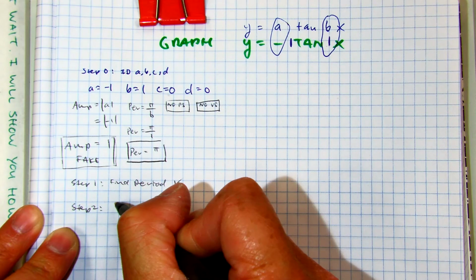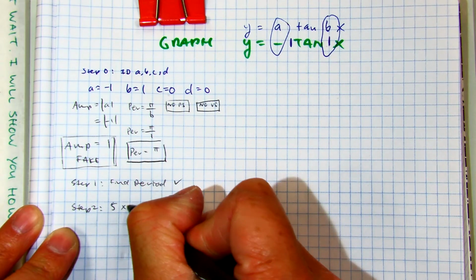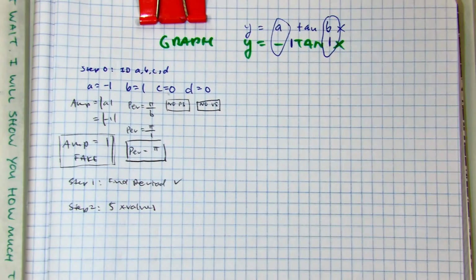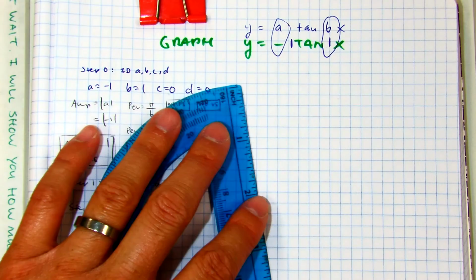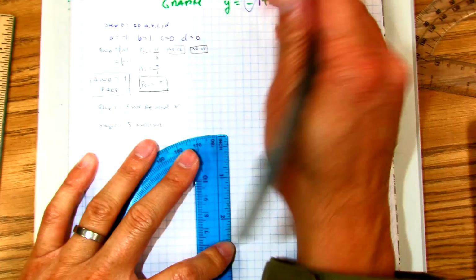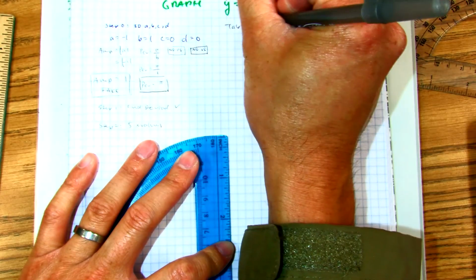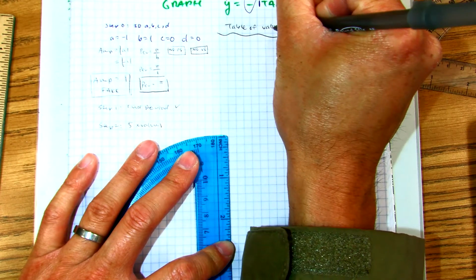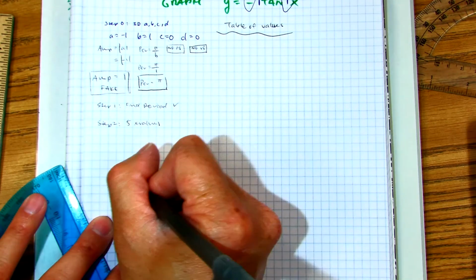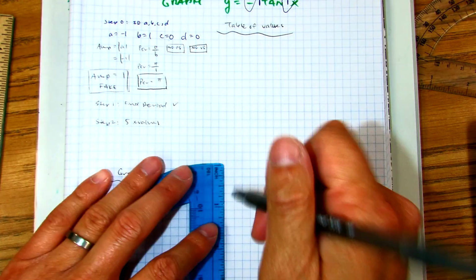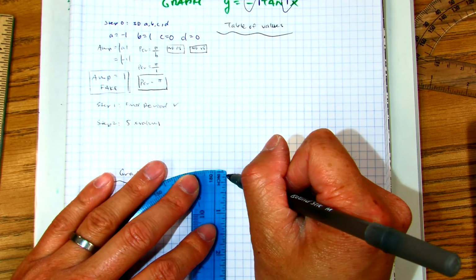We're going to get our 5 x values. So to do that, you might want to make a table. For this graph, it's going to look kind of crazy. So I'm actually going to do my table of values up here, and then I'm going to do my graph down here, just because it's kind of crazy.